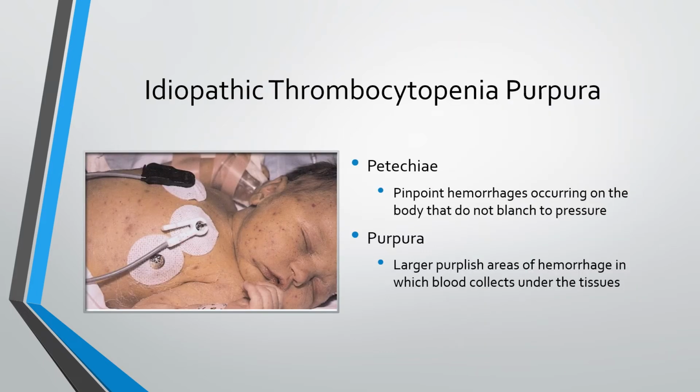So if we're looking at idiopathic thrombocytopenia purpura, remember this is the one where the immune response after a viral illness produces antiplatelet antibodies. So petechiae and purpura are the two things that I want to look at. The antiplatelet antibodies lead to the development of petechiae or purpura and excessive bruising. So petechiae are those pinpoint hemorrhages that occur in the body that do not blanch to pressure. Purpura are those larger purplish areas of hemorrhage in which blood collects underneath the tissue.